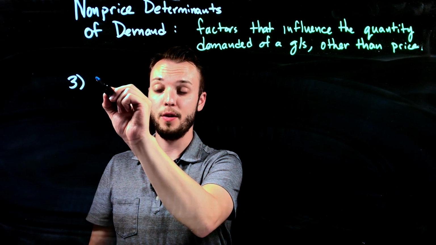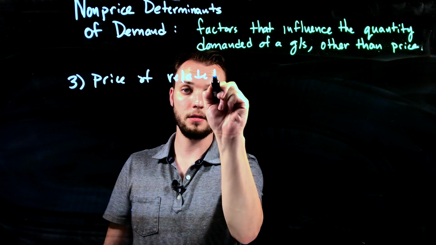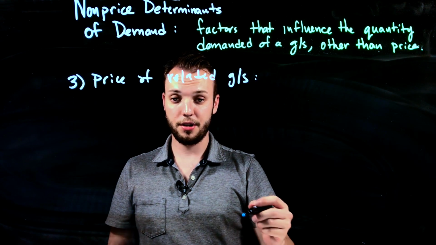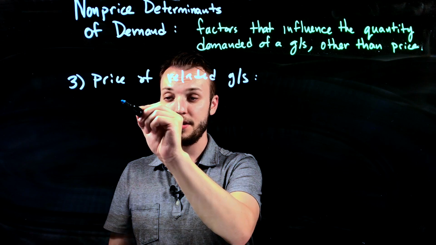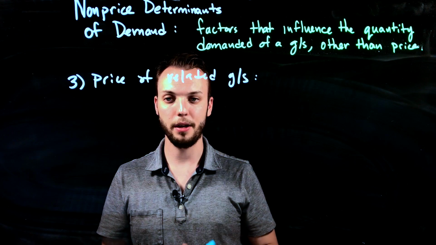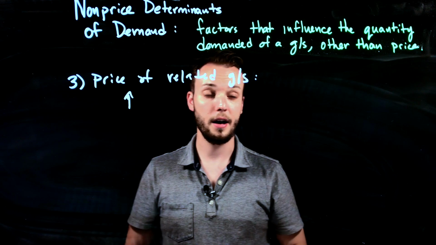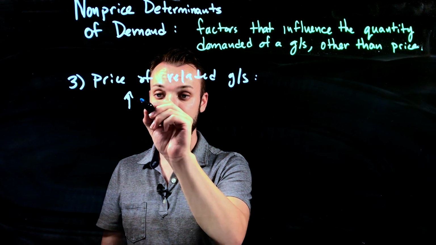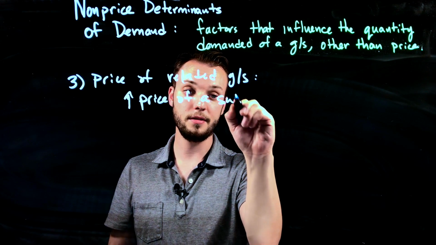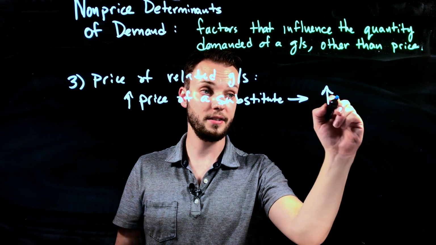So a third non-price determinant of demand would be the price of related goods or services. One class of related goods and services are what we call substitute goods, so goods that could be used interchangeably. This should be related to the demand of the good or service that we're talking about, such that an increase in the price of a substitute good should increase the demand.